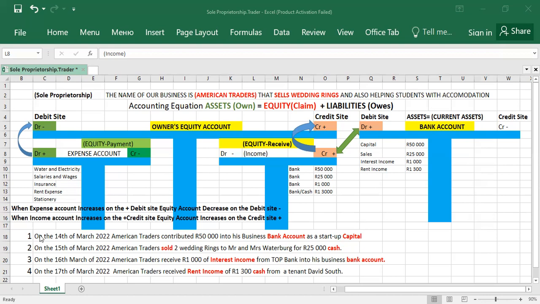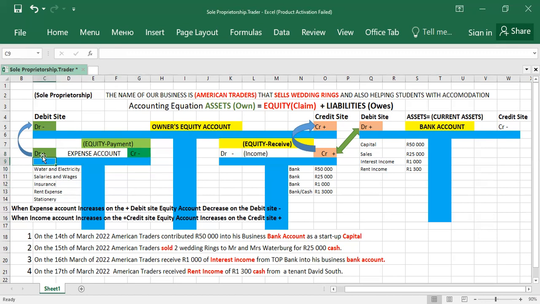Now, remember, before we read the questions, the name of our business is American Traders. Please remember, American Traders sells wedding rings and also helps students with accommodations. Now, students, do not forget that our expense account increases on the debit side, and the expense account decreases on the credit side.